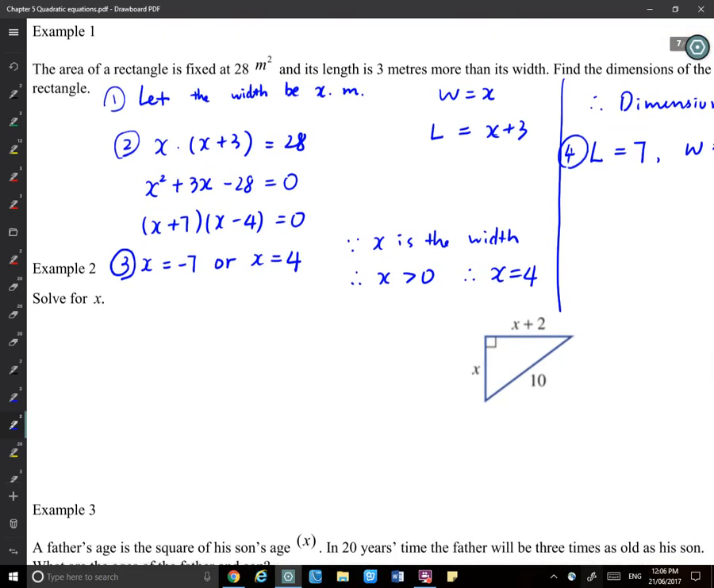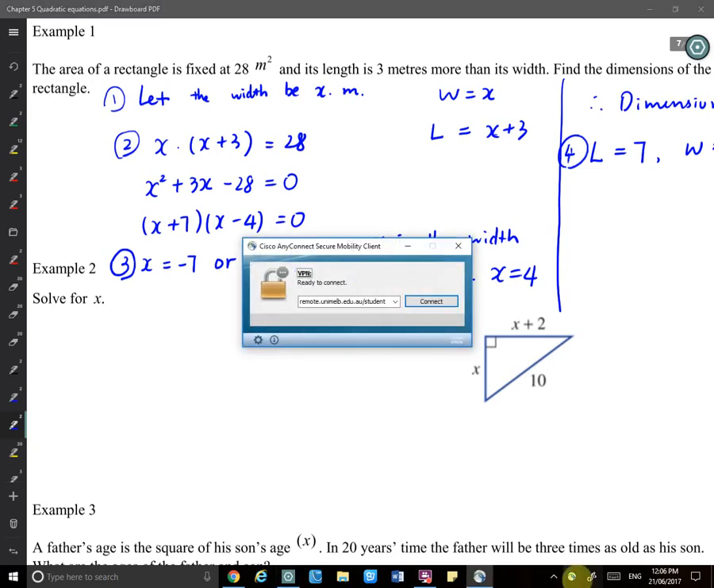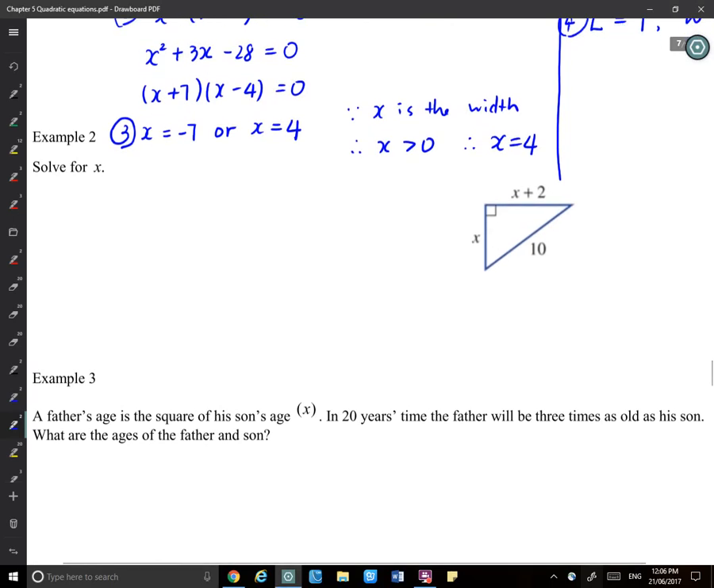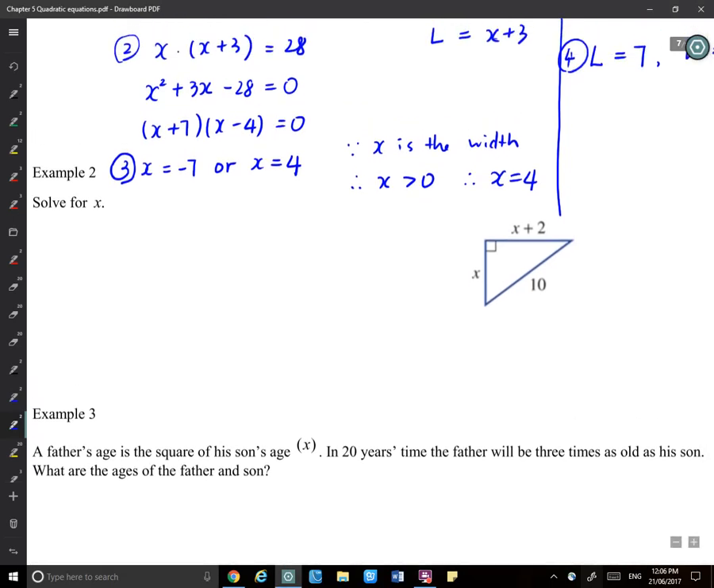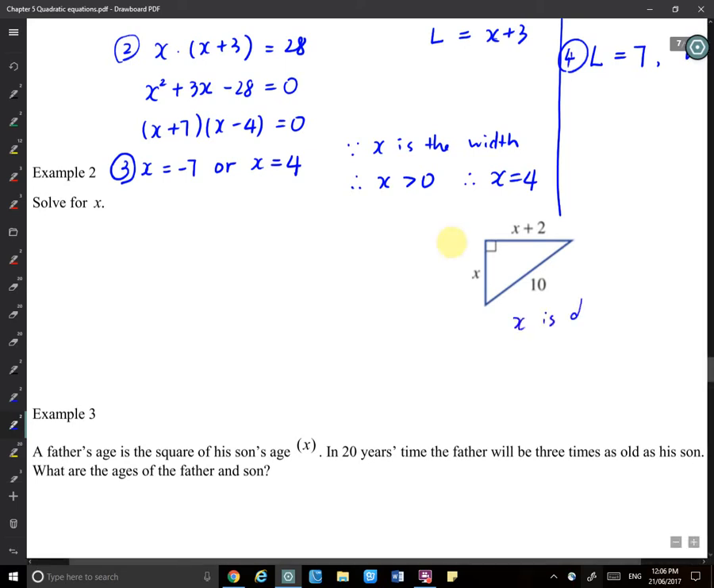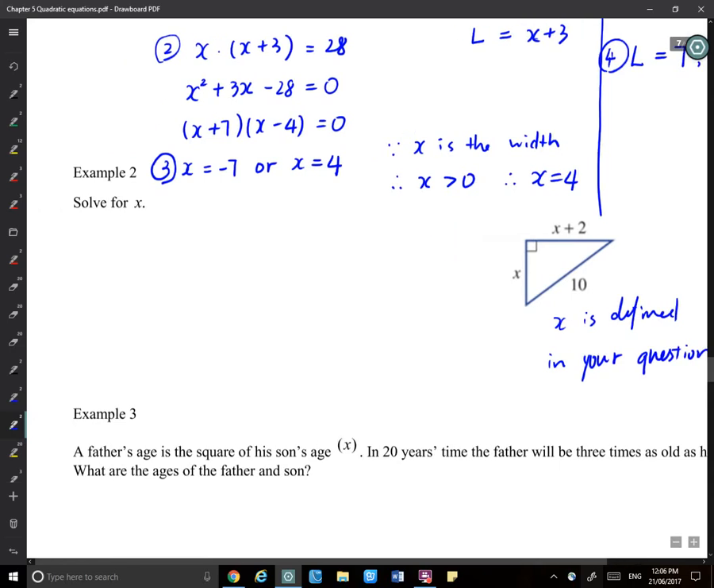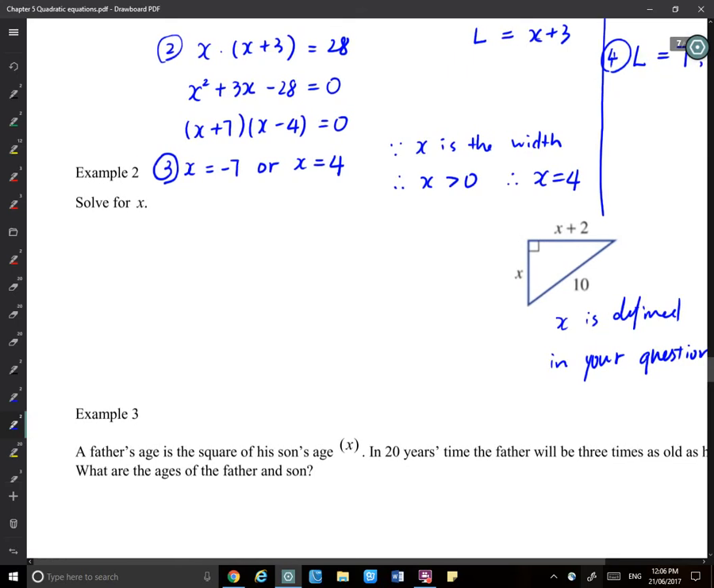Okay, example 2. Solve for x. Oh, it already gives you what x is. So number 1, you don't need to do, because x is defined in your question. So what I need to do then is solve for x. How can I set up an equation?